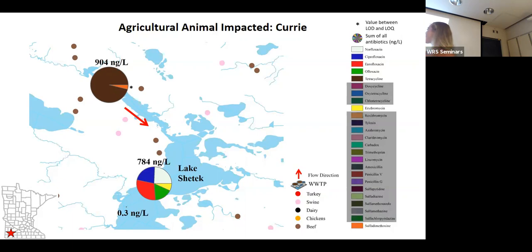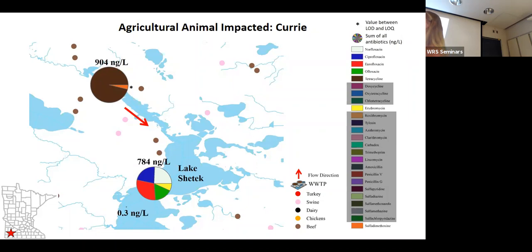Down in this main body of Lake Chetek, we have things like erythromycin, which is used in swine and is also naturally occurring. We have ciprofloxacin, which is also used in swine and chickens, and then we have erythromycin, which again is natural, so that's probably a more natural source coming. And used in swine. I might have just said that.